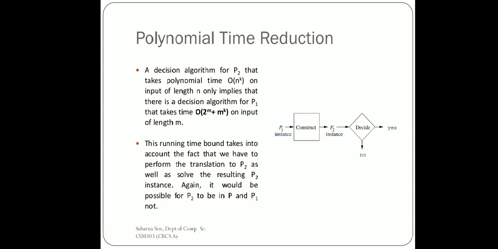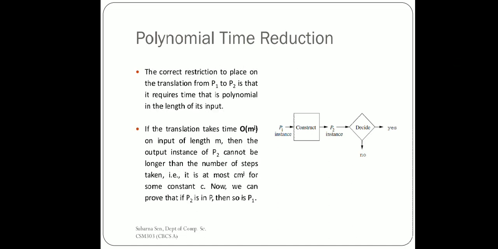Again, it would be possible for P2 to be in P and P1 not. If we consider this concept as well, you can see that ultimately the output P1 is generating is an exponential factor, but still P2 is having only order of n to the power k. So P2 again is in the P class, but P1 is in a non-P class. Okay. Now, what should be the restriction? The correct restriction to place on the translation from P1 to P2 is that it requires time that is polynomial in the length of its input.